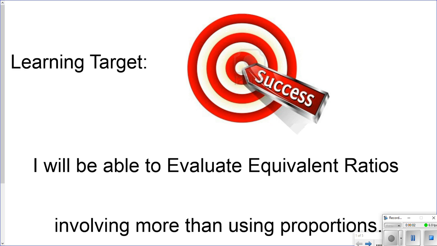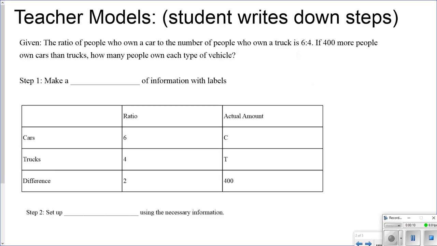Learning target today: I will be able to evaluate equivalent ratios involving "more than" using proportions. The given problem: the ratio of people who own a car to the number of people who own a truck is 6 to 4. If 400 more people own cars than trucks, how many people own each type of vehicle? So we have our 6 to 4 and 400 more people.